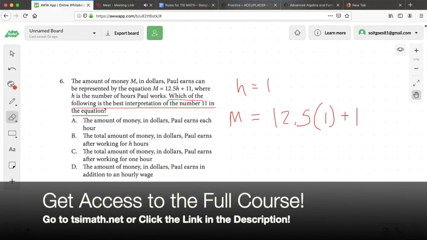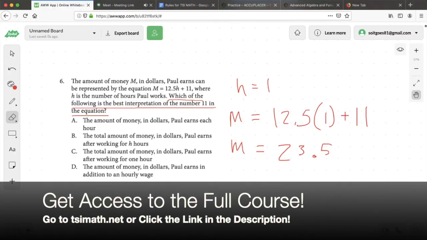So this is going to tell us, and again, M means the amount of money he's made, how much money he made after working 1 hour. Oh, it's not plus 1, it's plus 11. Sorry. So 12.5 times 1 is 12.5, plus 11. You can add that in your calculator. So 23.5. Let's try to be more specific: 23.5. Does that make sense?